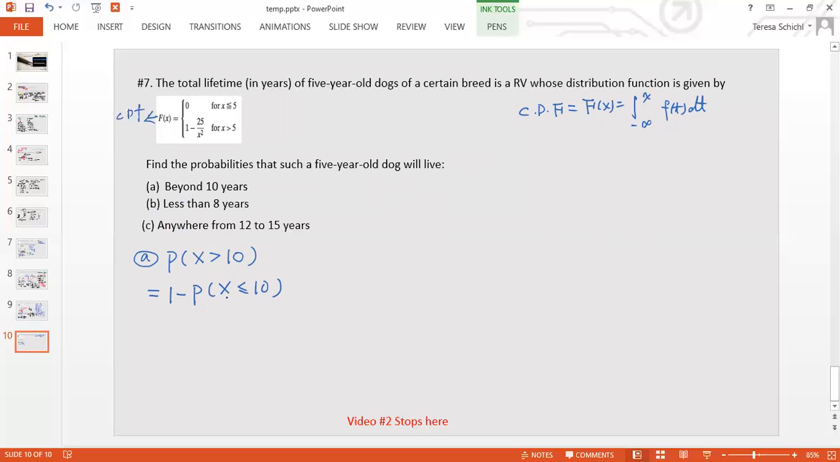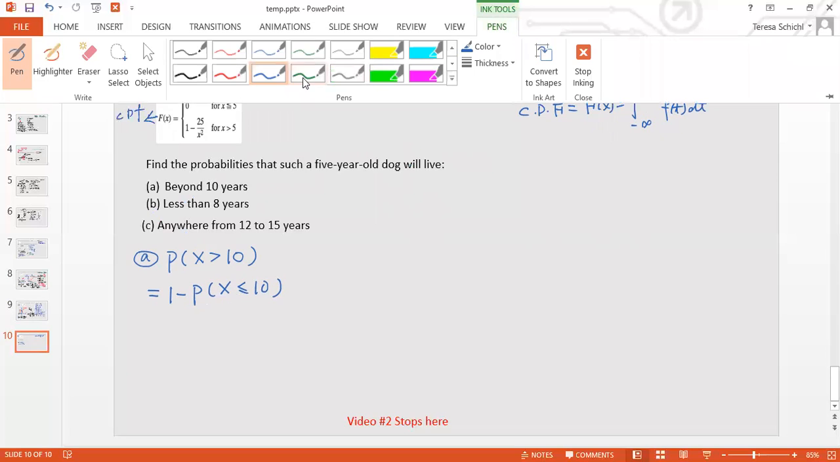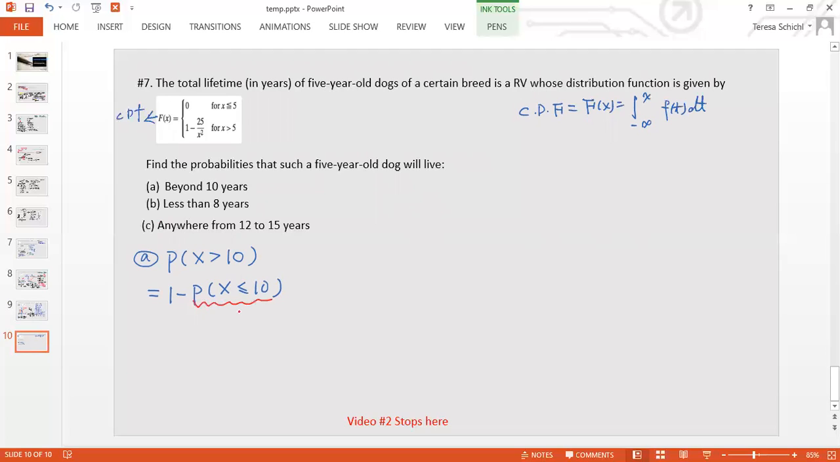Okay, so if x is less than or equal to 10, then this one here is my CDF. Then I can use my CDF definition, so I will just directly plug in here. So it's 1 minus F of 10. So this is 1 minus 25 over 10 to the square, right? So this is 25 over 100. So this is 25%, right? So it's 1/4, and so it's 25%.